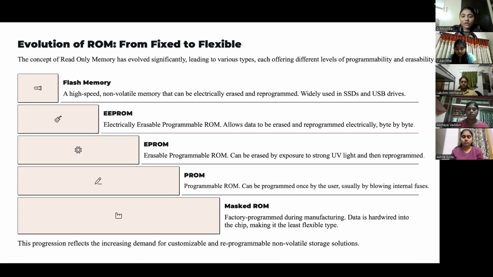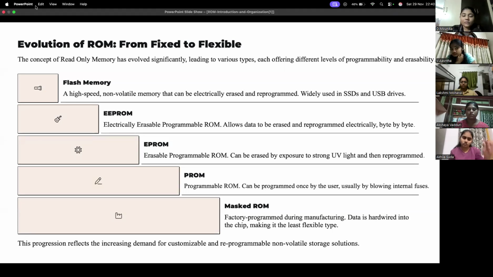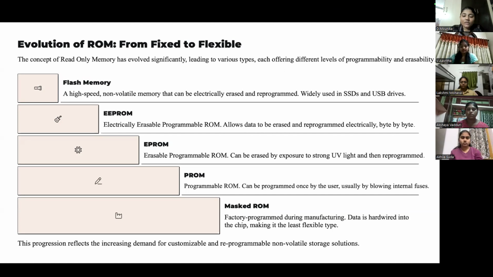It is also known as modern ROM. Modern ROM and flash memory. The latest stage in the ROM evolution is flash memory. Flash is high-speed, non-volatile memory that supports electrical erasing and reprogramming in blocks. It offers high storage capacity, fast access, and durability, which is why it is used in USB drives, memory cards, SSDs, smartphones, and modern computers.